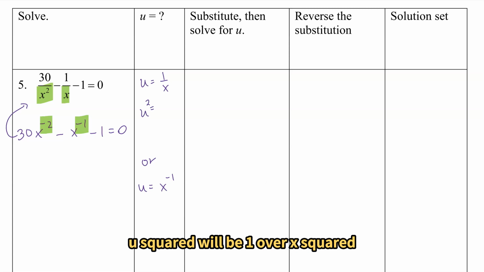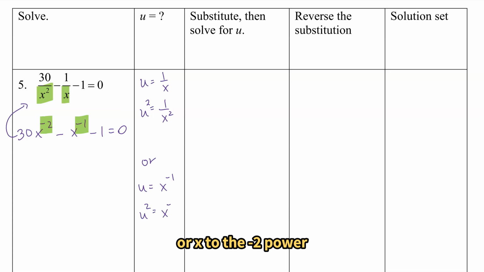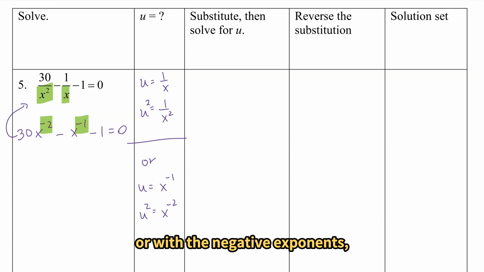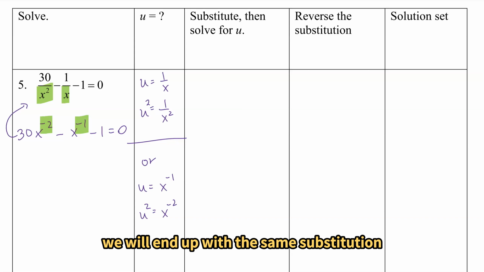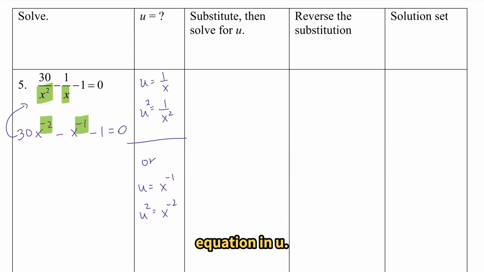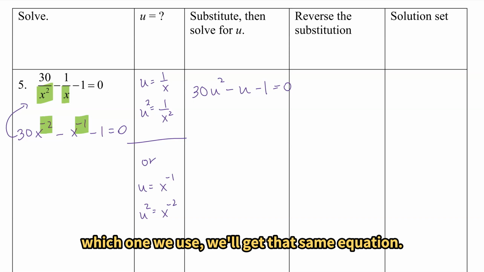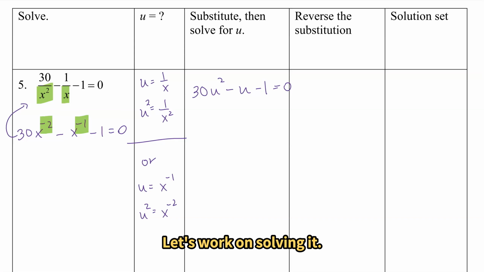Whatever I do, u squared will be 1 over x squared, or x to the negative 2 power. No matter the substitution that we use, whether it's with the rationals or with the negative exponents, we will end up with the same substitution equation in u. 30u squared minus u minus 1 equals 0. No matter which one we use, we'll get that same equation. Let's work on solving it.